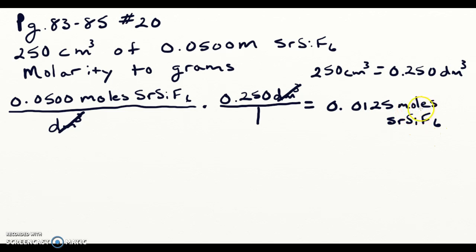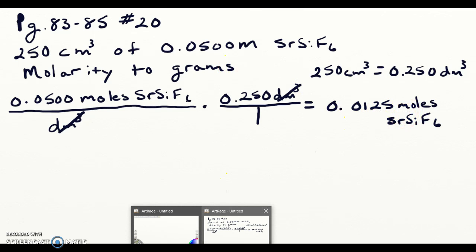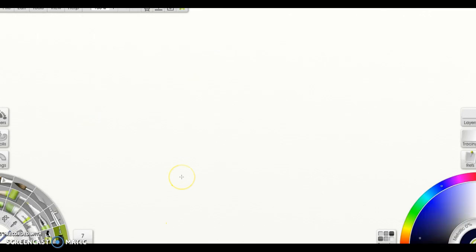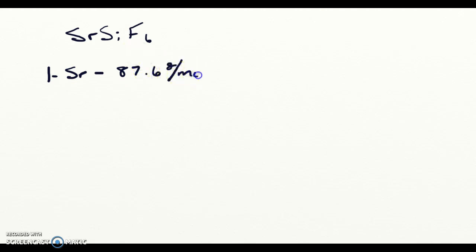Now we have moles, and now we have to get to grams. Moles to grams, in class we would say we need to use the periodic table. So I'm going to use the periodic table because I want to find the molecular mass of this compound. To do that, I break it down. There's 1 strontium, and that strontium is 87.6 grams per mole. If I multiply 87.6 times 1, that gives me 87.6 grams per mole total.